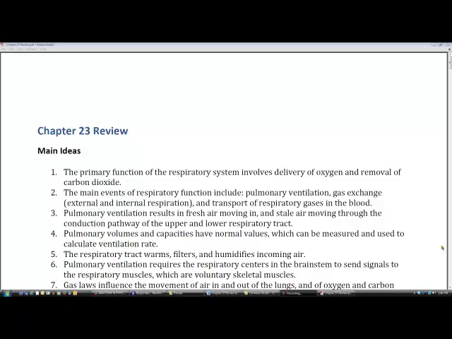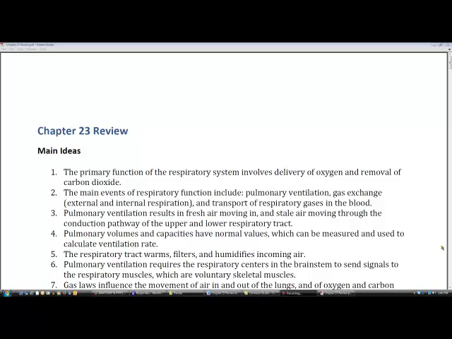So with pulmonary ventilation, you're moving fresh air in. Fresh air is high in oxygen, very low in carbon dioxide, and you're moving stale air out. The part of the respiratory tract that the air is just moving in and out through is called the conduction pathway. The conduction pathway is subdivided into the upper respiratory tract, which is in your head, and the lower respiratory tract, which is in your chest.